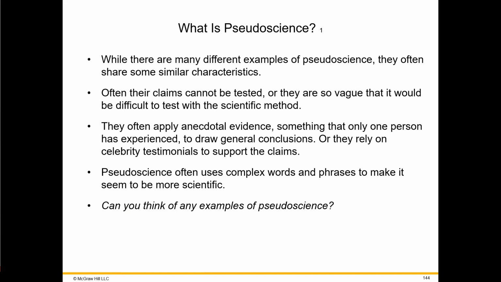They often apply anecdotal evidence, something that only one person has experienced, to draw general conclusions, or they rely on celebrity testimonials to support the claims. Pseudoscience also often uses complex words and phrases to make it seem to be more scientific. Yes, science has some very complicated terminology, specifically medical science. But pseudoscience has manipulated that thought to create even more complex jargon that can be misconstrued as true.